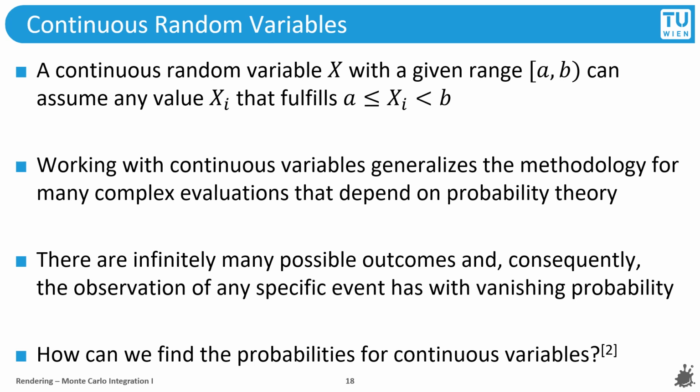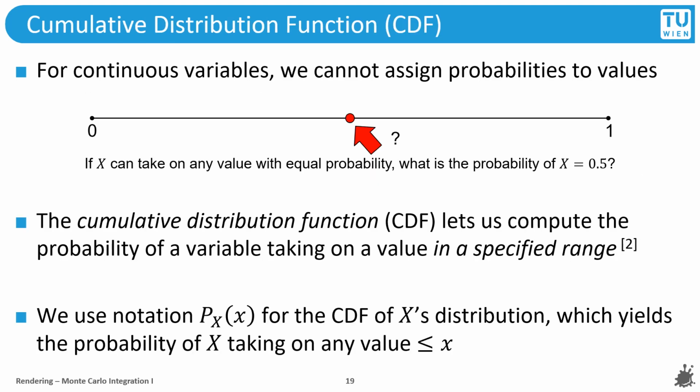the observation of any particular event from those infinitely many has vanishing probability. So that raises the question, how can we find probabilities for events in continuous variables? This issue brings us to the concept of the cumulative distribution function, or CDF for short, and the CDF enables us to compute the probability of a random variable taking on any value inside a specific range rather than any specified value itself. We use the notation capital P to indicate a CDF.